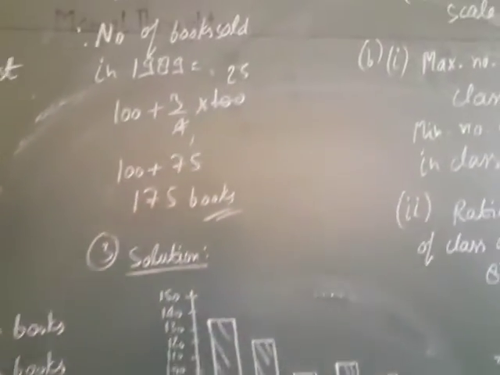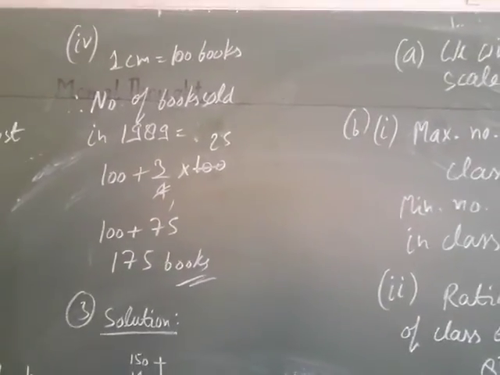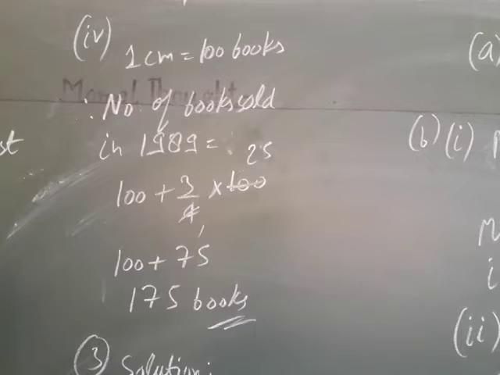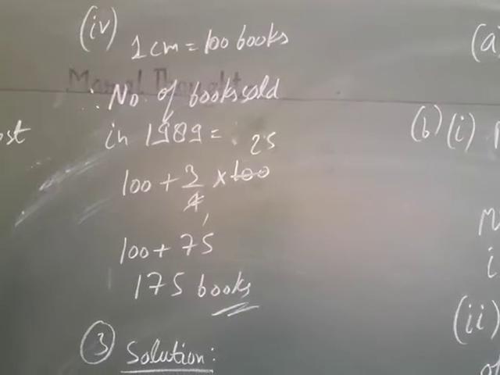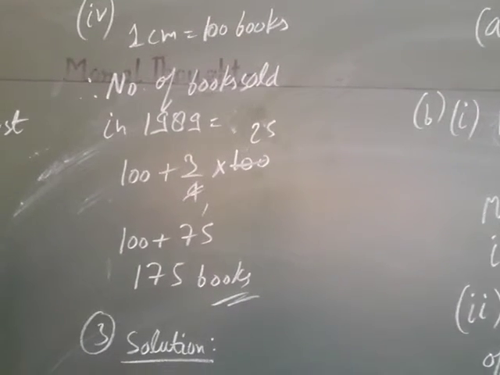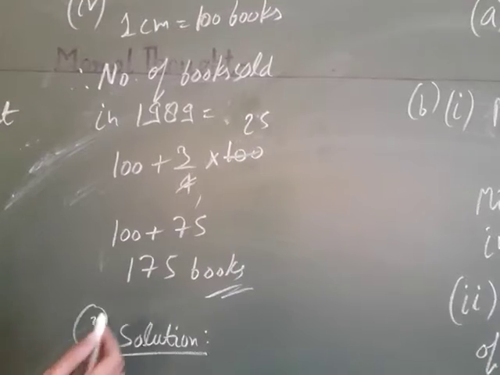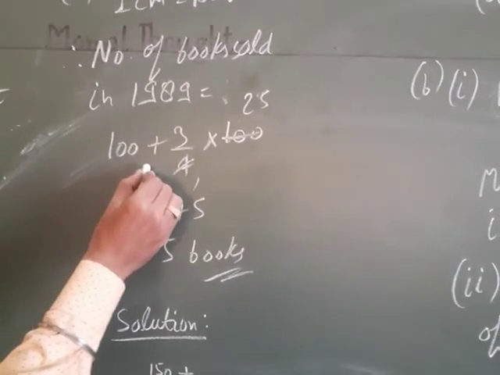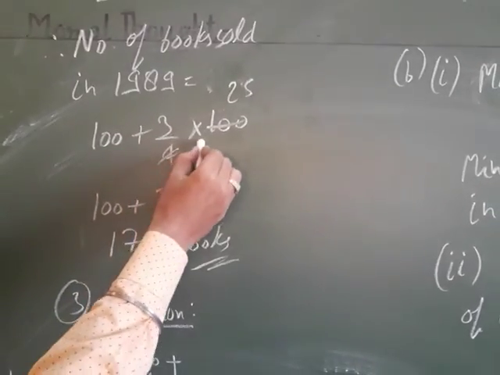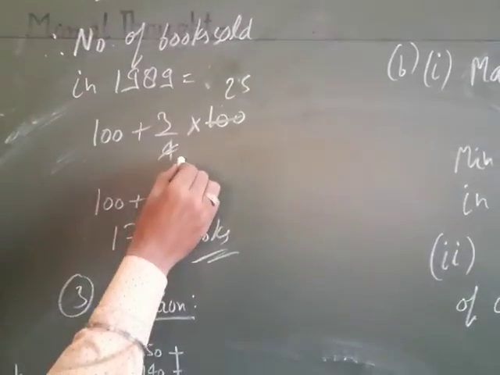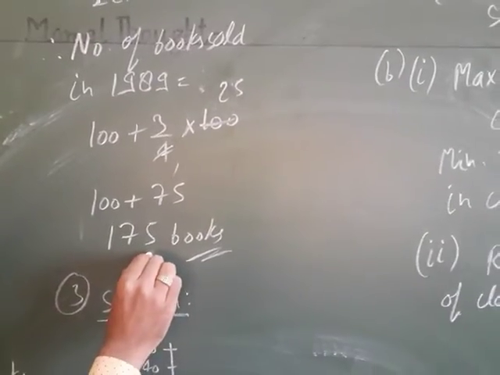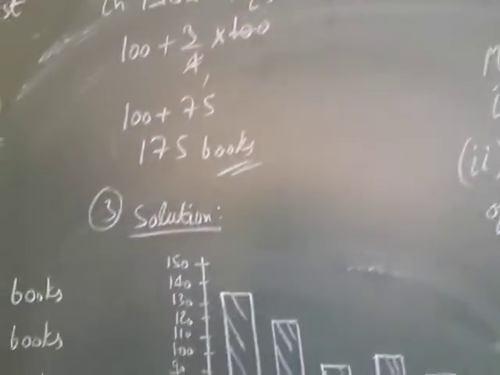Then see the fourth part: can you explain how you would estimate the number of books sold in 1989? You can see the scale is given, that 1 centimeter has 100 books. So how can you estimate? The scale is 100, so 100 plus 3/4 multiplied by 100. Simplify this, you will get 100 plus 75. You will get 175 books.